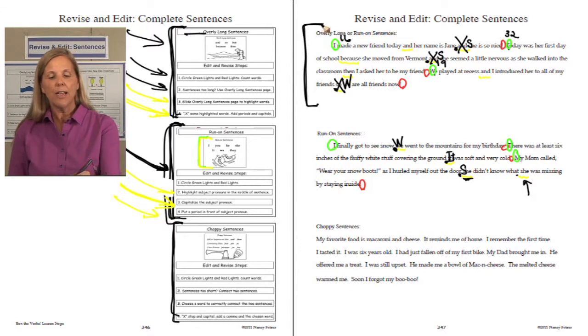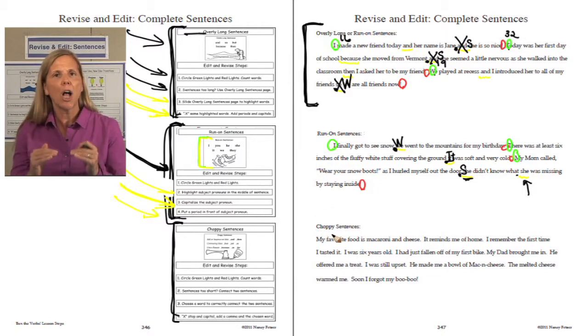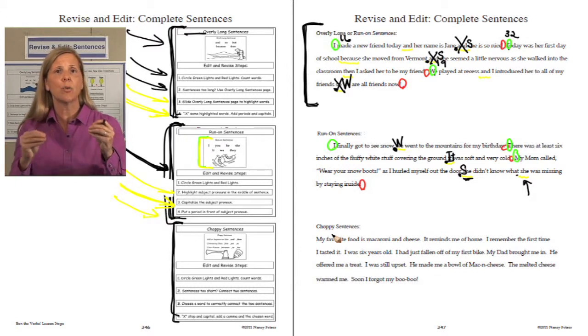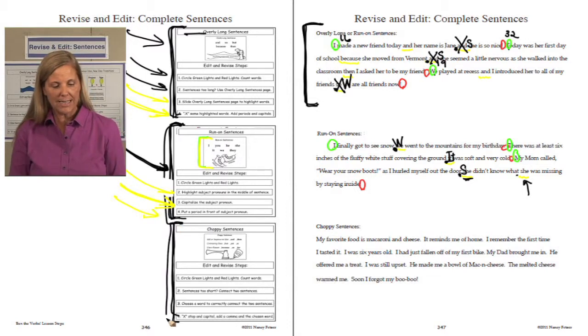So we have worked on overly long sentences, we have worked on run-on sentences. Next, we're going to look for those short, choppy sentences. When students count those sentences and they realize they have a bunch of short, choppy sentences, we need to combine some of them together so that we can have some long and short sentences, different lengths in our writing. Let's go to our next activity to see how to do that. And that's our choppy sentences activity.